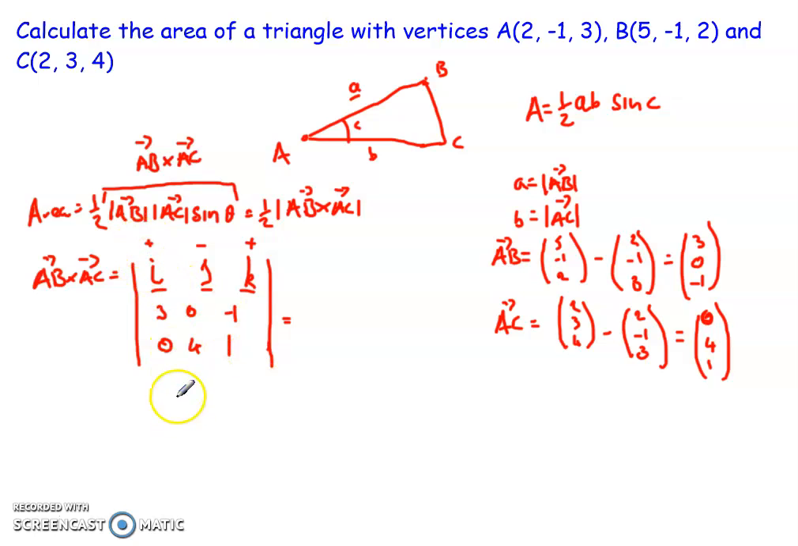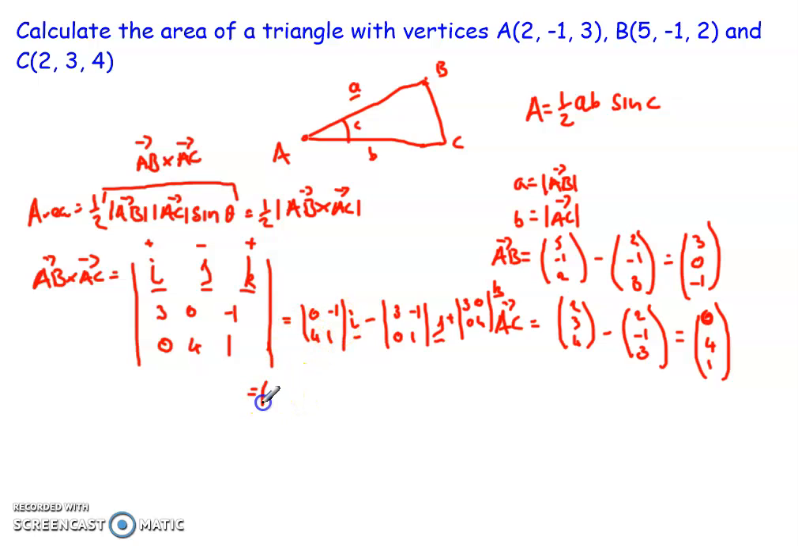So for the i, ignore the column and the row for i, and I'm left with 0, negative 1, 4, 1 for the i direction. For the j, it's then minus, and again, ignore the row and column for j. So it's 3, negative 1, 0, 1 in the j direction. And then for the k, same idea. This time it's going to be plus 3, 0, 0, 4 in the k direction. Oh, my line's got a wee bit of squish there.